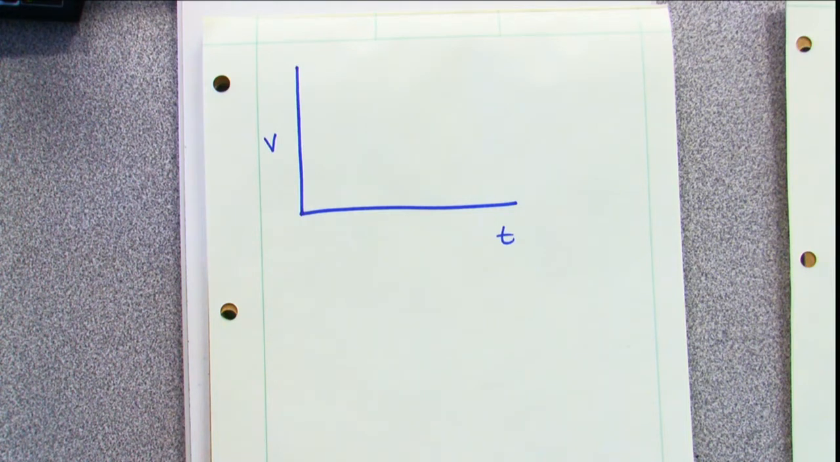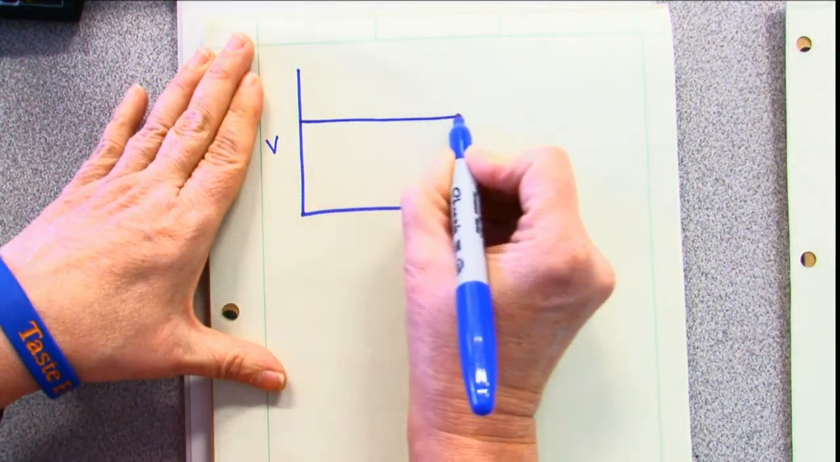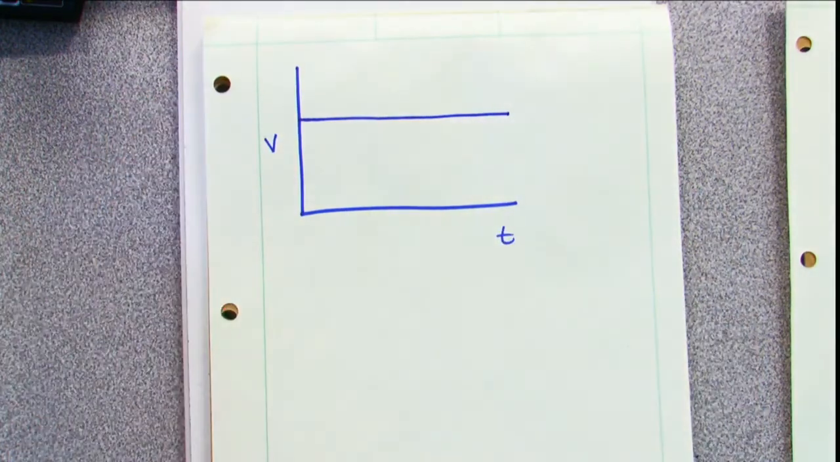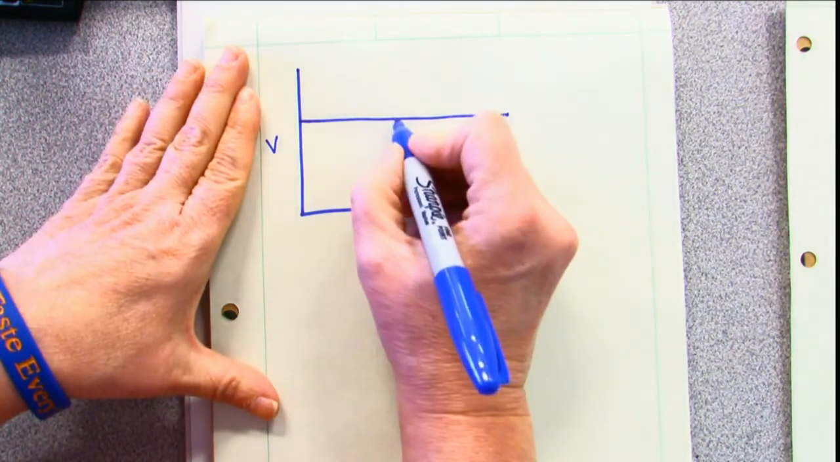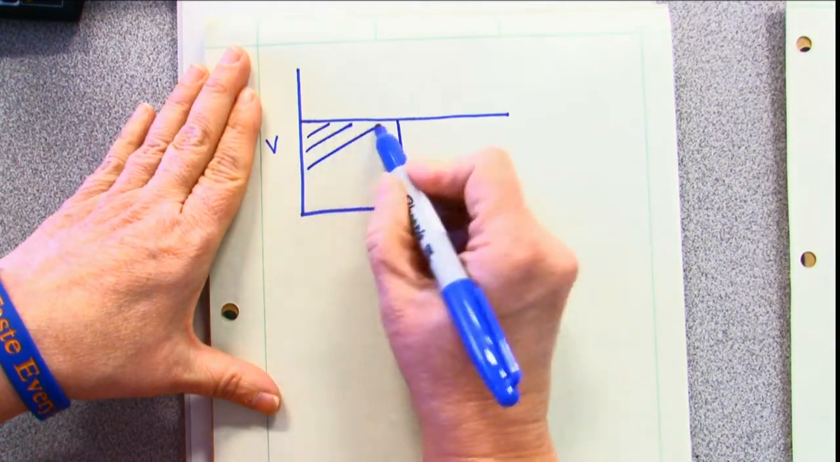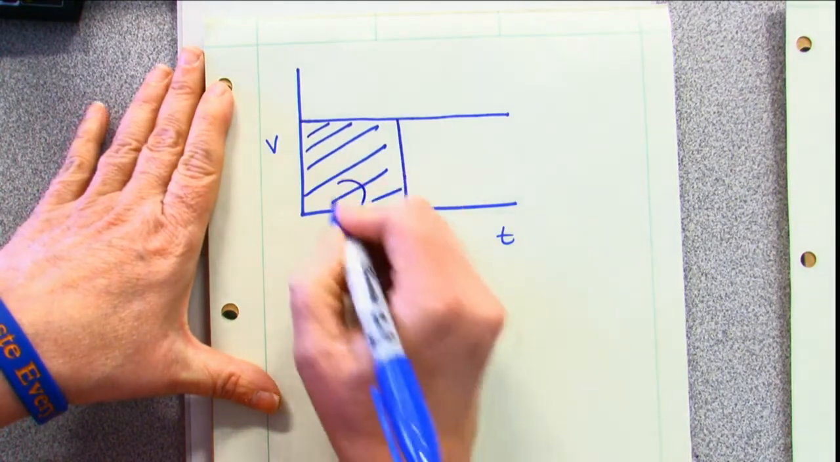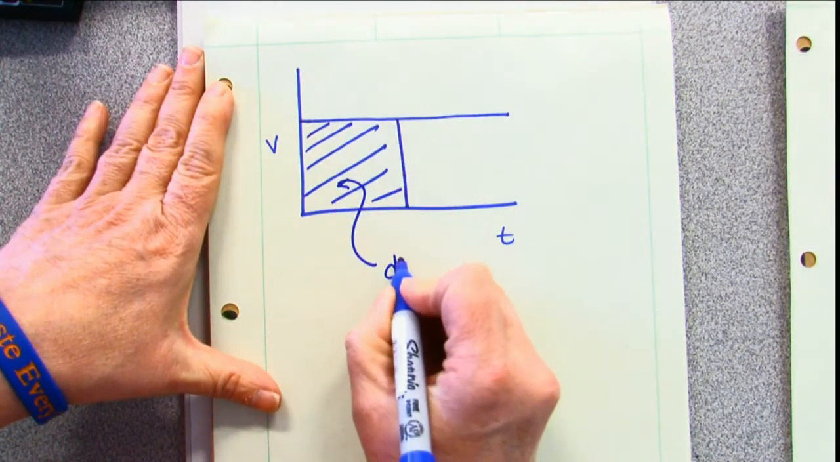So I've got a velocity versus time graph, and if I draw my velocity versus time graph like this, first thing, what is that going to tell me? Constant velocity. Yay! So it's a constant velocity. If I look at the area under the curve right there, that tells me the displacement.